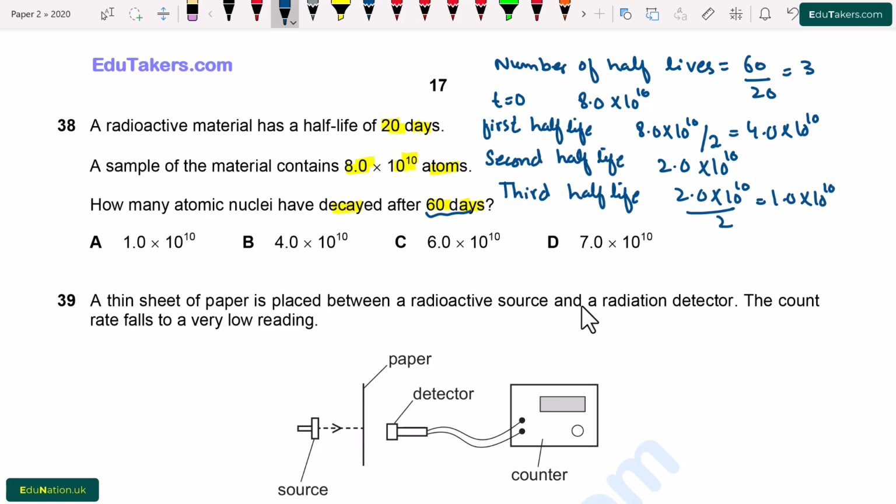So these are basically the undecayed atoms, but we have to find the decayed atoms. So decayed atoms will be equal to the number of atoms present originally, that is 8.0 × 10^10, minus undecayed, which is 1.0 × 10^10. So it will be equal to 7.0 × 10^10. So from here, option D is correct.